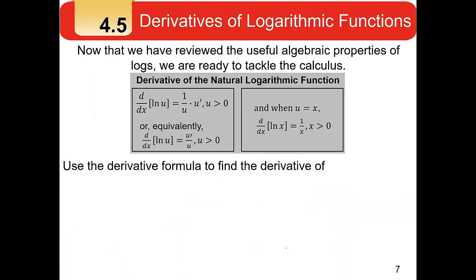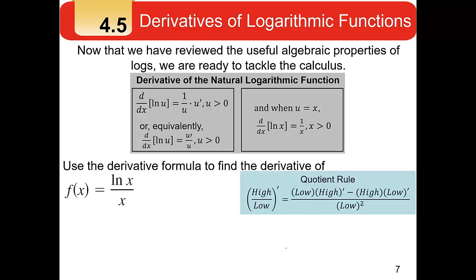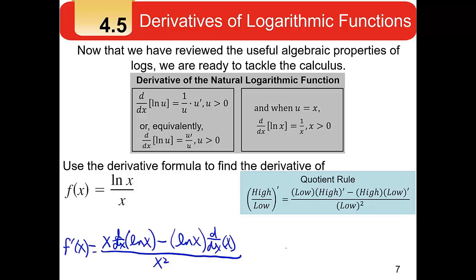How about this? Use the derivative formula to find the derivative of f of x equal natural log of x over x. Well, this is a fraction, so this will be a quotient rule. Low times the derivative of high minus high times the derivative of low over low squared. So that's low, which is x, times the derivative of high, which is natural log of x, minus high, which is natural log of x, times the derivative of low, which is x, and then over low squared, which would be x squared.